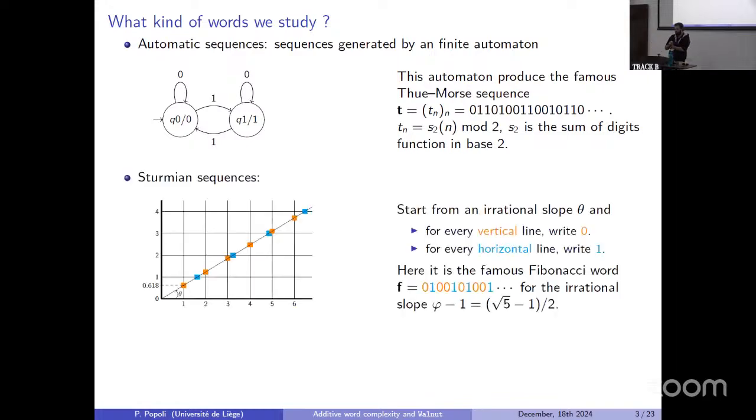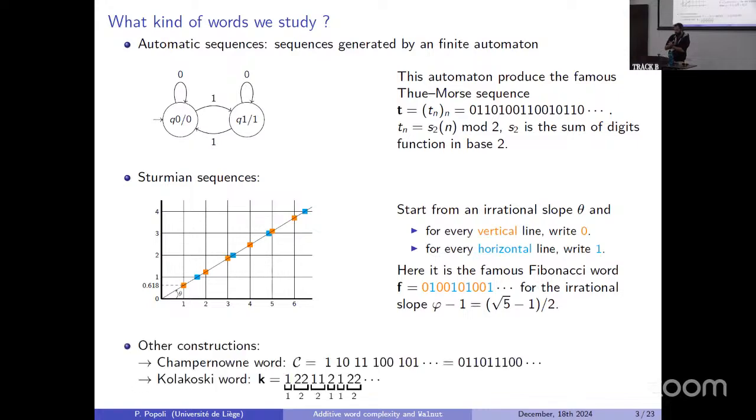We also have words that are the Sturmian words. So we draw a line with an irrational slope. Each time we see a vertical line, we write a 0, and each time we see a horizontal line, we write a 1. And this produces an infinite word. So for instance, this is the famous Fibonacci word, where the slope is the golden mean minus 1. There are a lot of equivalent definitions for these kinds of words and beautiful properties. So they are very, very famous in combinatorics on words.